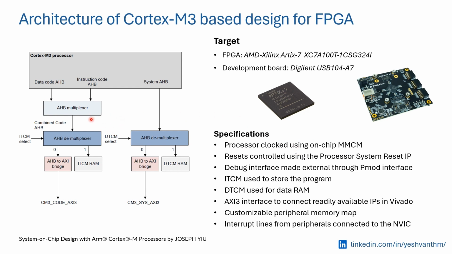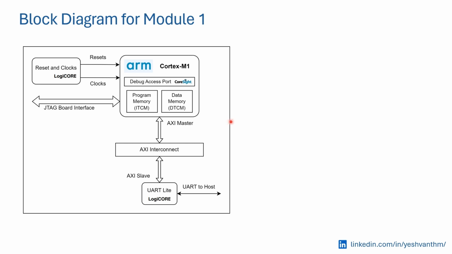On the left hand side, we can see that the system bus HP interface from the processor is used to access the DTCM, and any accesses that are not within the range of the configured DTCM are presented on the external system AXI interface.